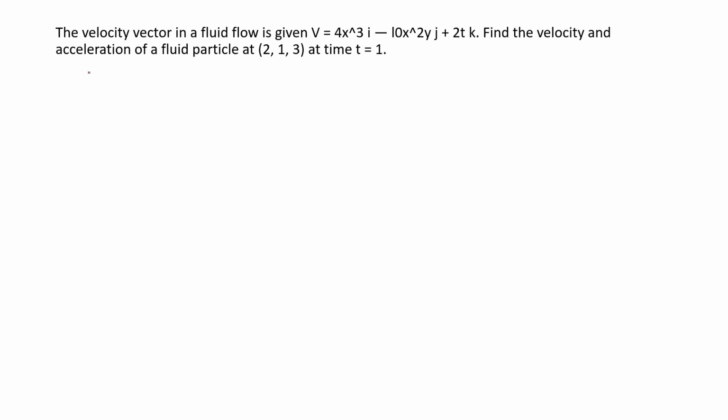Let us do a problem on acceleration of a fluid. The question is, a velocity vector in a fluid flow is given by V is equal to 4x cube i minus 10x square y j plus 2t k. Find the velocity and acceleration of fluid particle at (2, 1, 3) and at time t equal to 1. So we are given V is equal to 4x cube i cap minus 10x square y j cap plus 2t k cap.